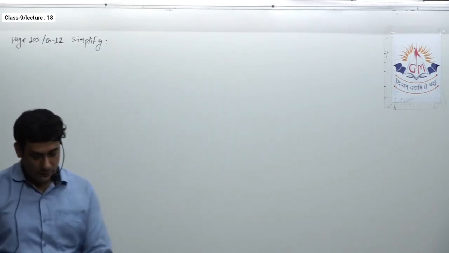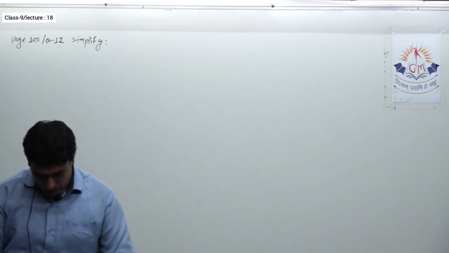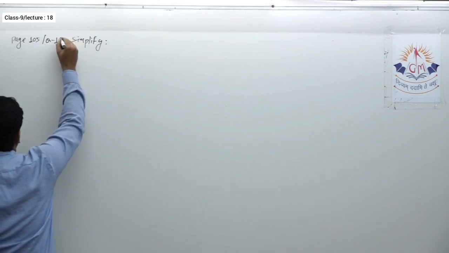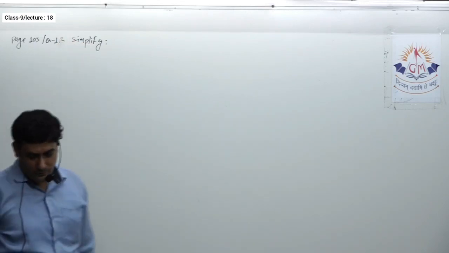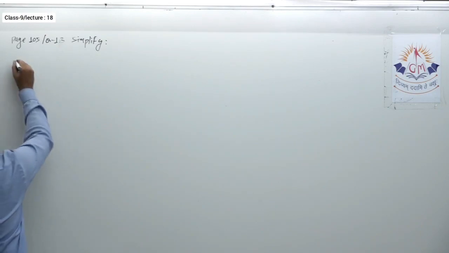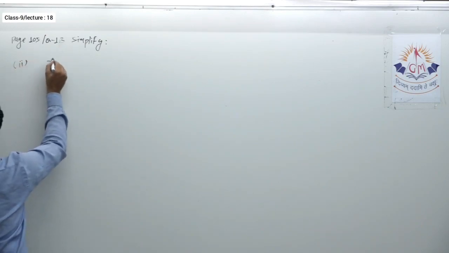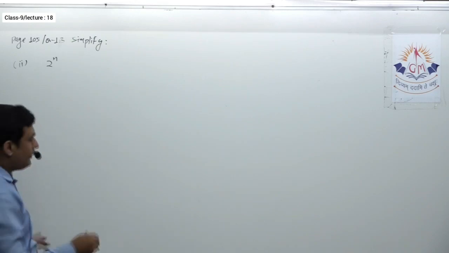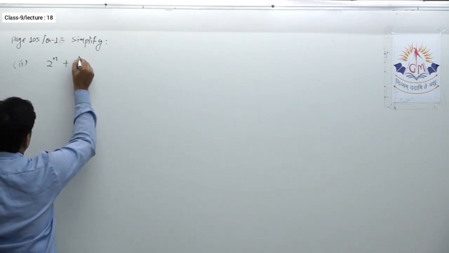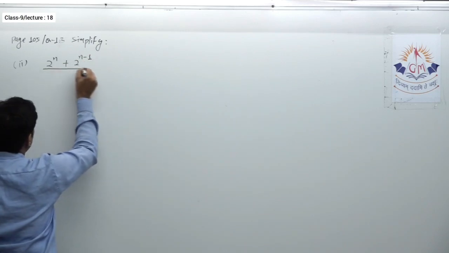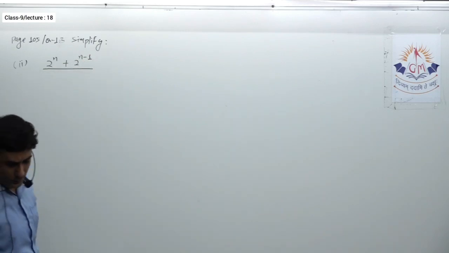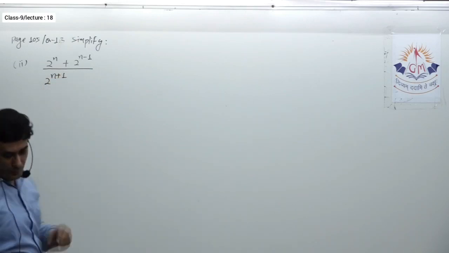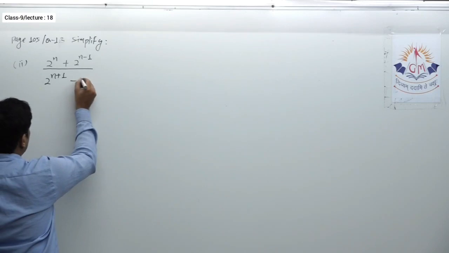Okay, now we'll see question number 13, its second part. Again we have to evaluate or simplify. The second one: (2 raised to n plus 2 raised to n minus 1) divided by (2 raised to n plus 1 minus 2 raised to n).